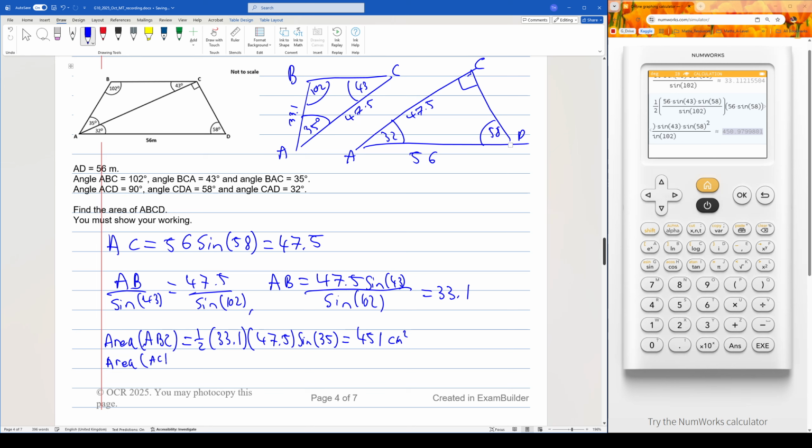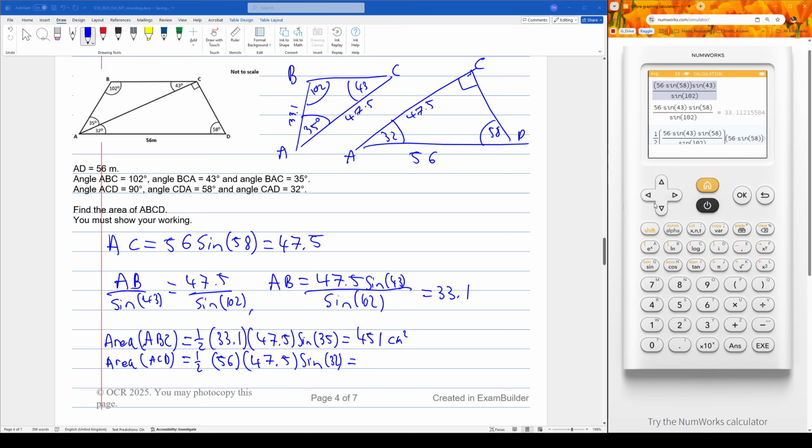Area ACD. 47.5, sine 32. Just double check that calculation that I did. I don't know why I'm suddenly feeling paranoid about that one. 33.1, yeah, okay, that's fine. Half times 56 times the exact number, the 47.5 number, sine 32. There you go. So 704, 705.